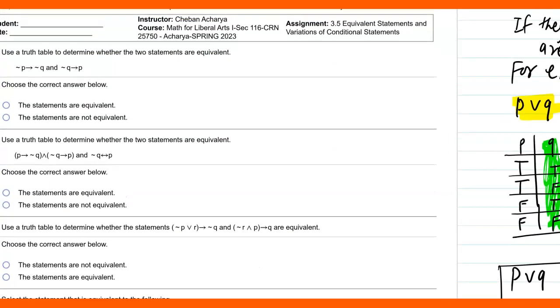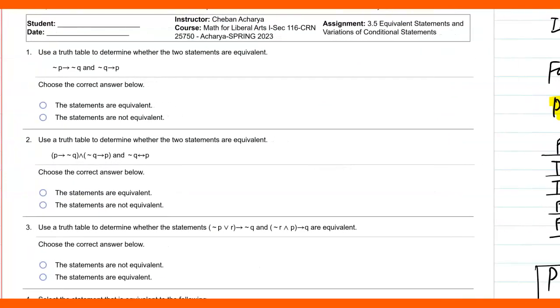Okay, let's answer question number 1. Use the truth table to determine whether the two statements are equivalent. Okay, what are the two statements? You see, this is one statement. You have to have another statement, and I told you that you have to make a truth table, and if the truth tables are the same, they are equivalent, otherwise they are not.